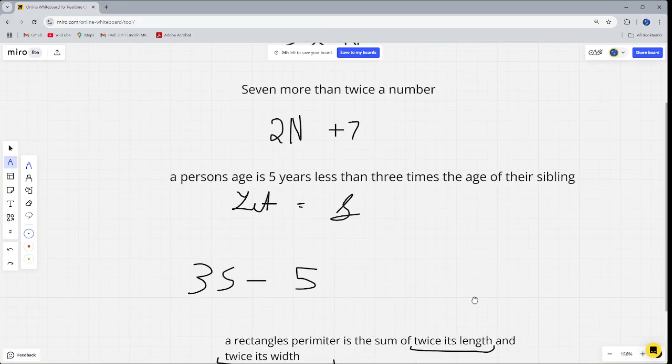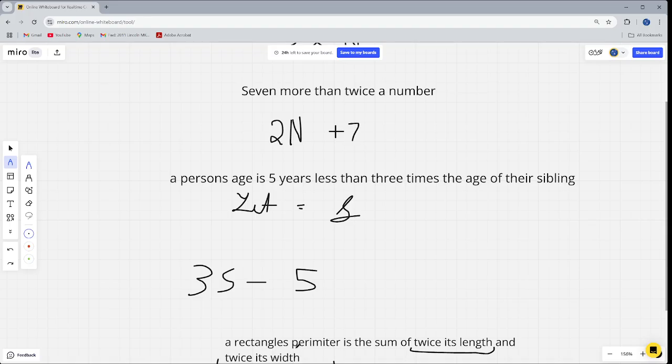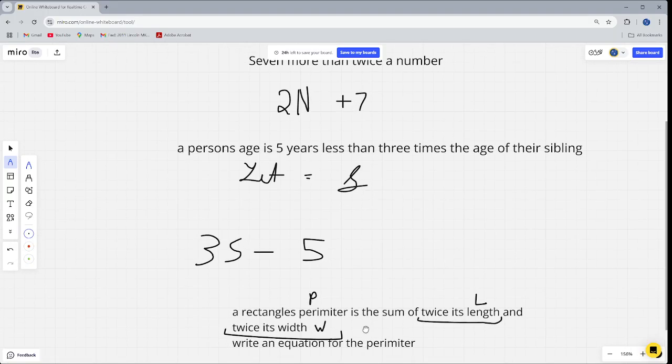Alright, next we're going to go a rectangle's perimeter is the sum of twice its length and twice its width. So this one's a little bit more interesting because now we have 3 unknowns. We have perimeter, which we don't know, we have length, which we don't know, and width, which we don't know. So first thing you want to do is set up variables that represent each. So perimeter, let's have it be p, length will be L, and width will be W, right?